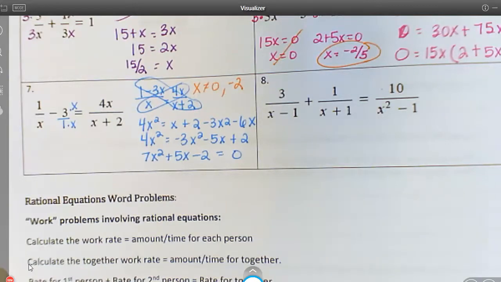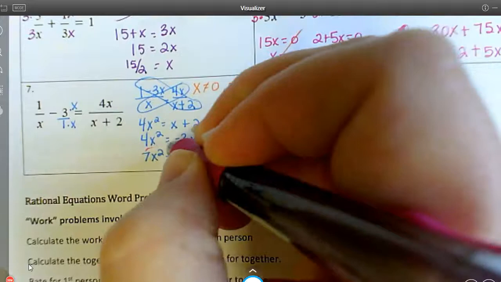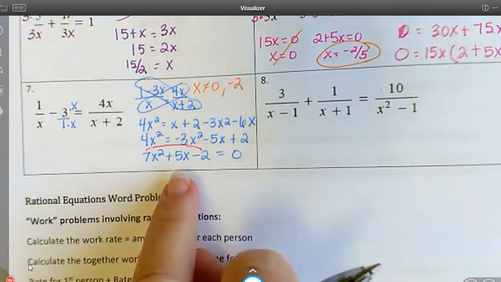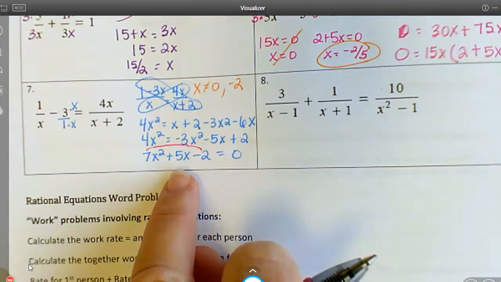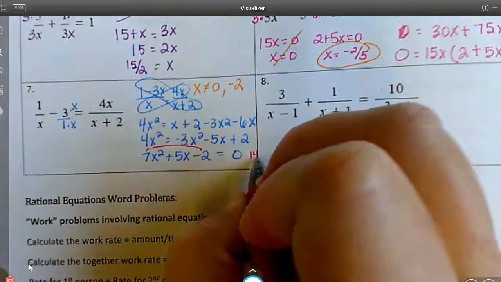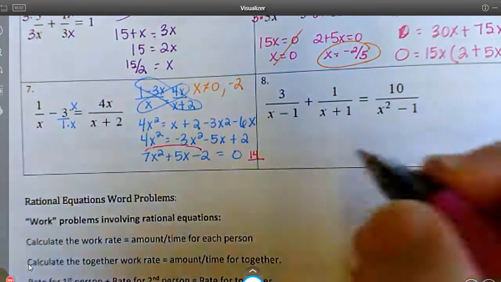Alright? Because the x squared is still there, I have to factor. Because there's 3 terms, this is where you find the things that multiply to give you 7 times 2, 14, and add to give you 5, or subtract to give you 5. So what numbers multiply to give you 14 that give you 5 when you subtract? 7 and 2.